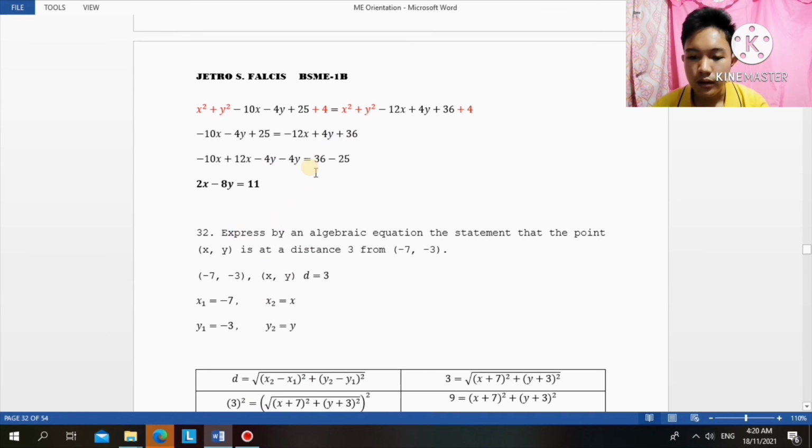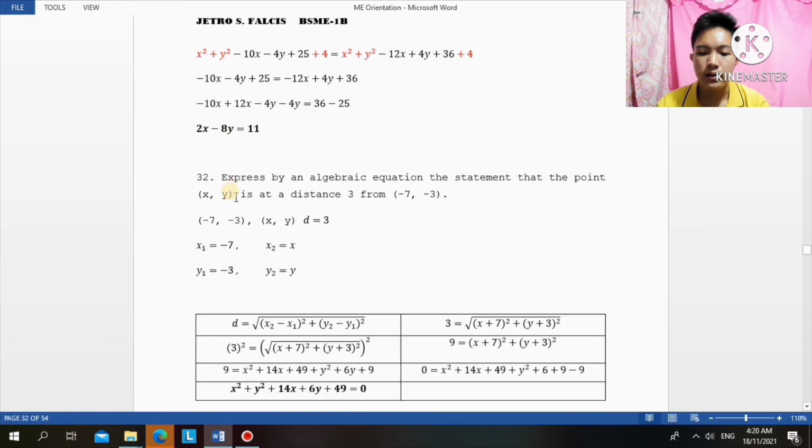So, transpose negative 12x and positive 4y from the right to the left, it will become negative 10x plus 12x minus 4y minus 4y is equal to 36 minus 25. So, transpose this 25 from the left to the right, it will become negative 25. So, combine negative 10x plus 12x will become positive 2x, and negative 4y minus 4y will become negative 8y. Then 36 minus 25 is equal to 11. So, our answer is 2x minus 8y is equal to 11.